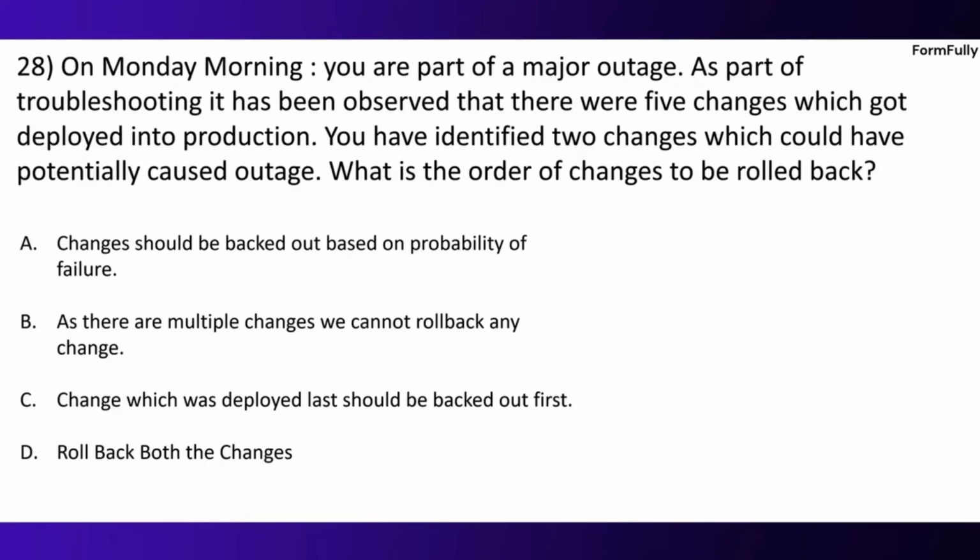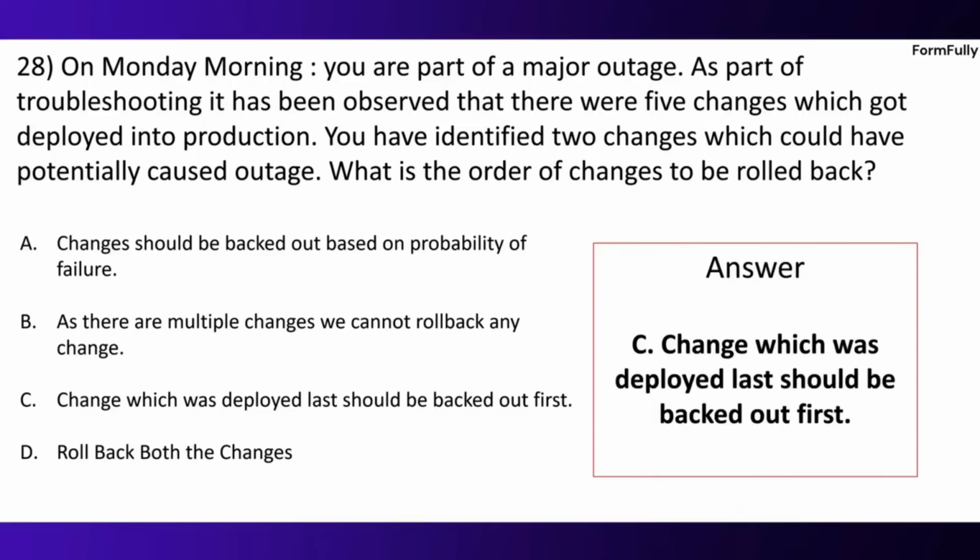Question 28. On Monday morning, you are part of a major outage. As part of troubleshooting, it has been observed that there were 5 changes which got deployed into production. You have identified 2 changes which could have potentially caused the outage. What is the order of changes to be rolled back? Option A. Changes should be backed out based on probability of failure. Option B. As there are multiple changes, we cannot roll back any change. Option C. Change which was deployed last should be backed out first. Option D, roll back both the changes. And the correct option is C. Change which was deployed last should be backed out first.